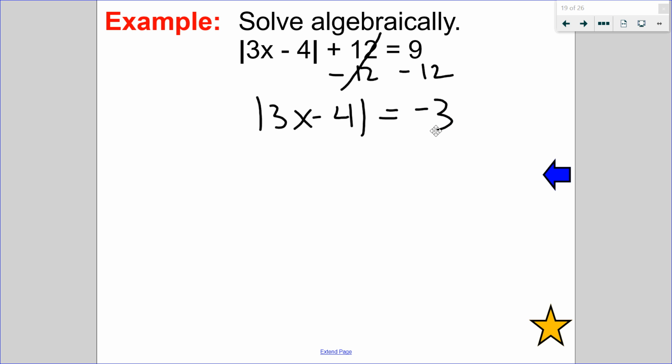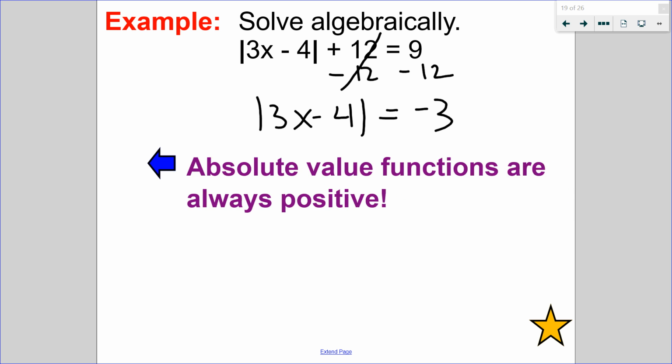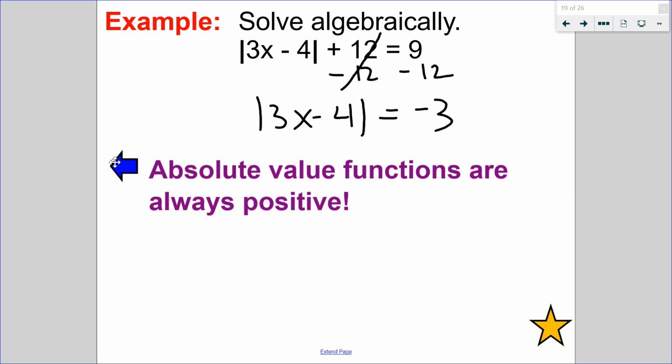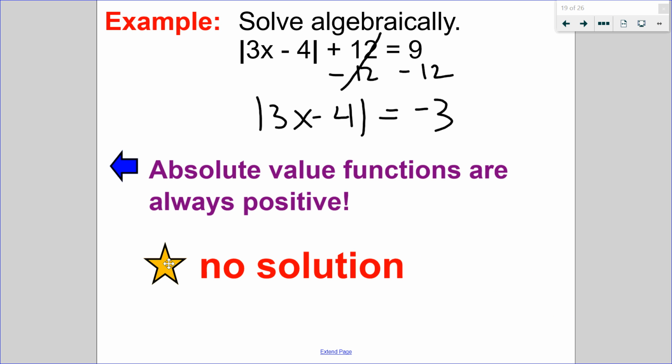Now, when I look at this, I have an absolute value on the left side and a negative value on the right side. Well, that just doesn't make sense because absolute value functions are always positive. So since that's not true, we can't even solve this because there's actually no solution. It is impossible to find a value of x when I substitute it inside an absolute value and have it equal to a negative number.